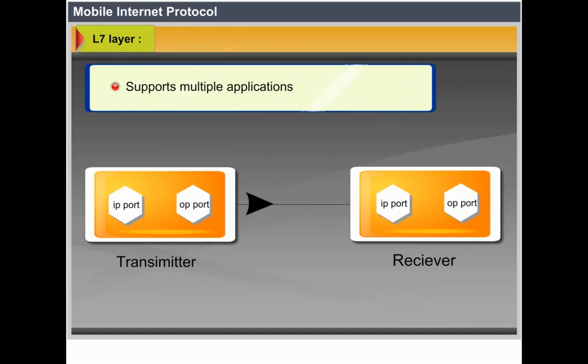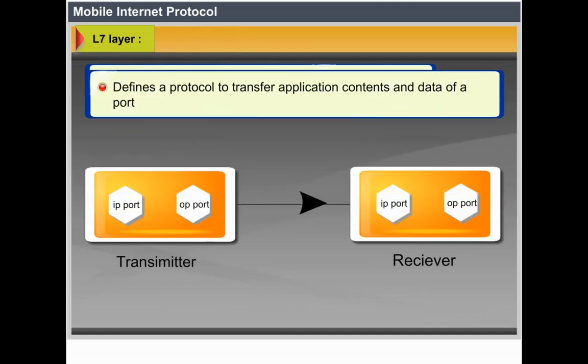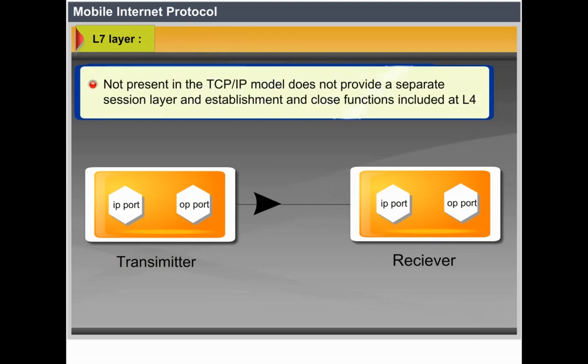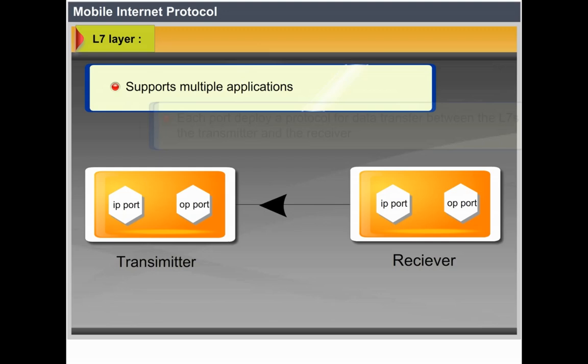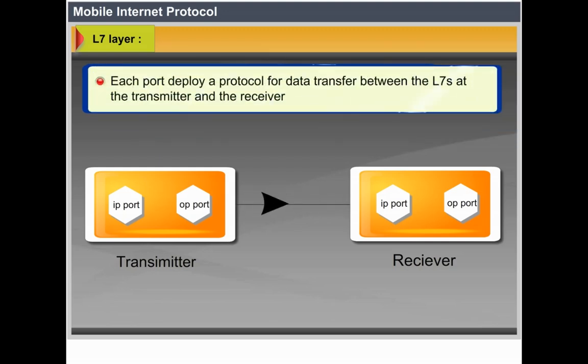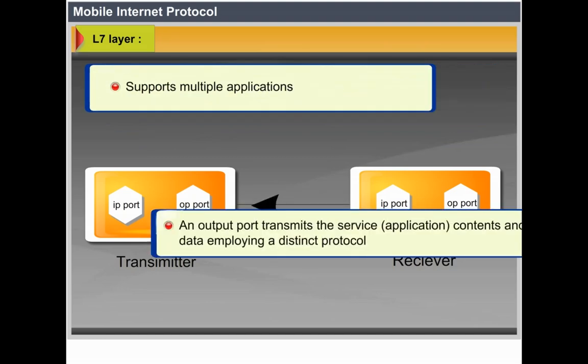The L7 layer supports multiple applications. It defines a protocol for transferring application contents and data of a port. Each port application defines a service access point at the L7 layer. Each port deploys a protocol for data transfer between the L7s at the transmitter and the receiver.